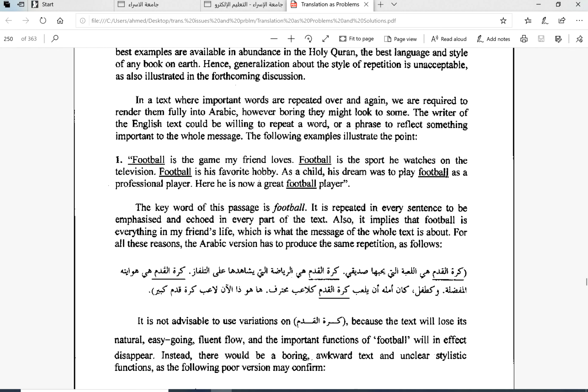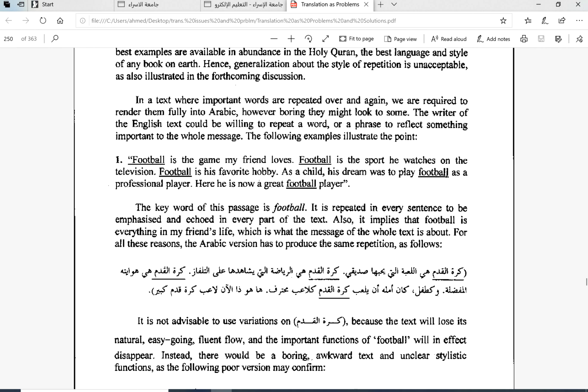The first example is football. Football is the game my friend loves. Football is the sport he watches on the television. Football is his favorite hobby. As a child, his dream was to play football as a professional player. Here, he is now a great football player. The key word of this passage, of course, is football.